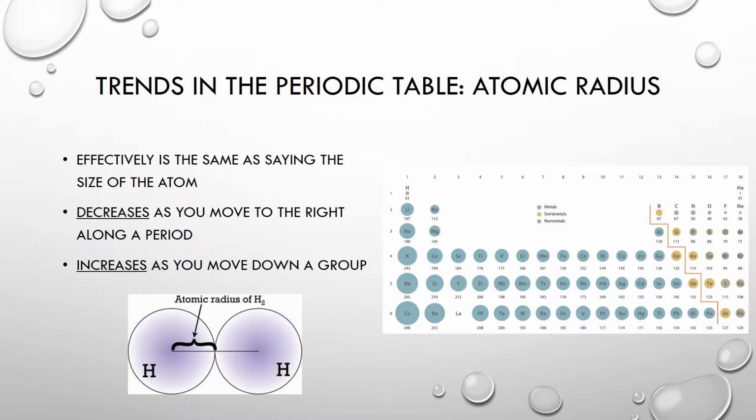Another trend in the periodic table is atomic radius. Atomic radius, for our intents and purposes right now, is just the same as saying size of the atom. Effectively, as you move to the right across a period, you're going to get smaller. And as you go down a group, you're going to get larger. We can get into the details of why this happens. If you would like to learn more about that, please see Ms. Corey.